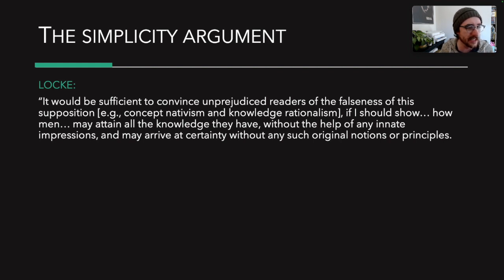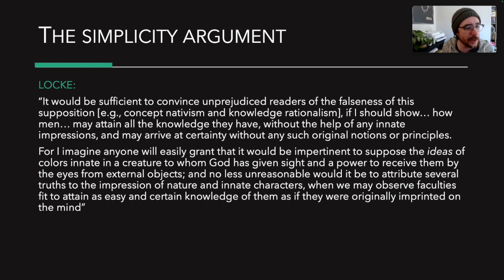The argument I want to start out with: Locke says it would be sufficient to convince unprejudiced readers of the falseness of this supposition if I should show how men may attain all the knowledge they have without the help of any innate impressions, and may arrive at certainty without any such original notions or principles. He says, for I imagine anyone will easily grant that it would be impertinent to suppose the ideas of colors innate in a creature to whom God has given sight and a power to receive them by the eyes from external objects. And no less unreasonable would it be to attribute several truths to the impression of nature and innate characters, when we may observe faculties fit to attain as easy and certain knowledge of them as if they were originally imprinted on the mind.